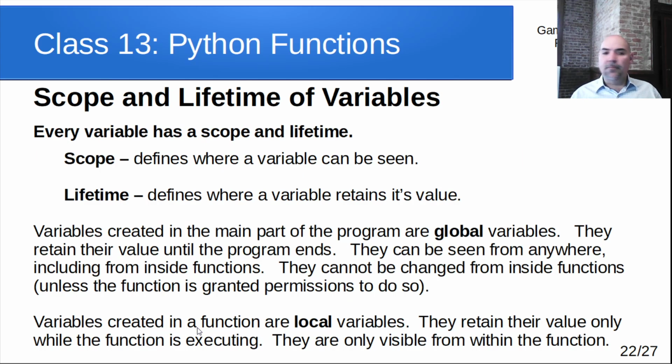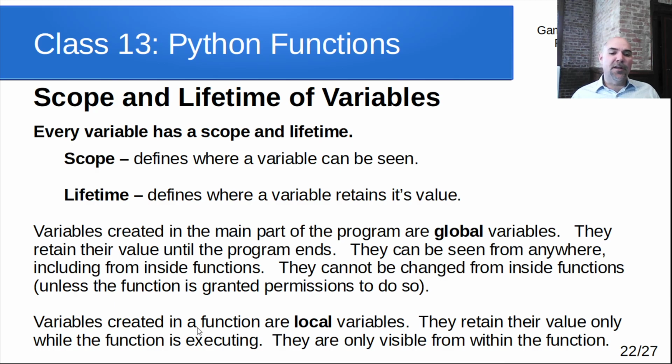There's a thing called scope, and there's a thing called lifetime. Scope defines where a variable is visible inside of the code, and lifetime defines how long a variable retains its value. Variables created in the main part of the program are called global variables. They retain their value until they're destroyed or the program ends. They can be seen from anywhere, including from inside functions, but they can't be changed from inside functions unless the function is granted permission to change them. And we'll talk about how to do that in just a second.